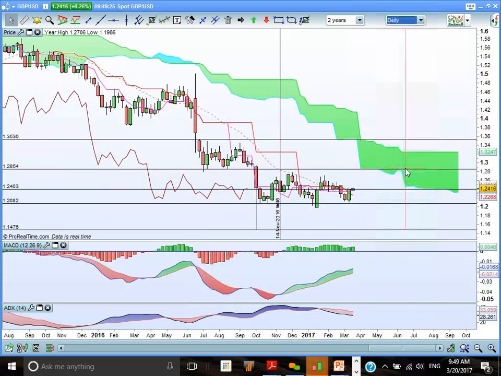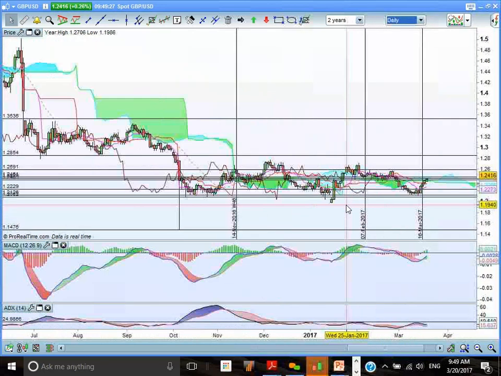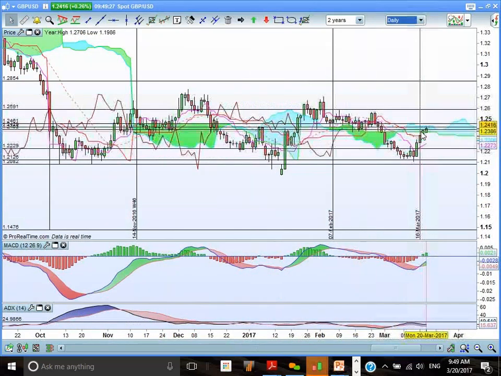If we go to the daily chart, you can see the cloud's flatlining, so there's not a particularly strong trend in place. We look at the ADX indicator, it's below 20 here, so it's a very weak trend, sideways flip-flopping in and around this 124 cloud pivot, so to speak.